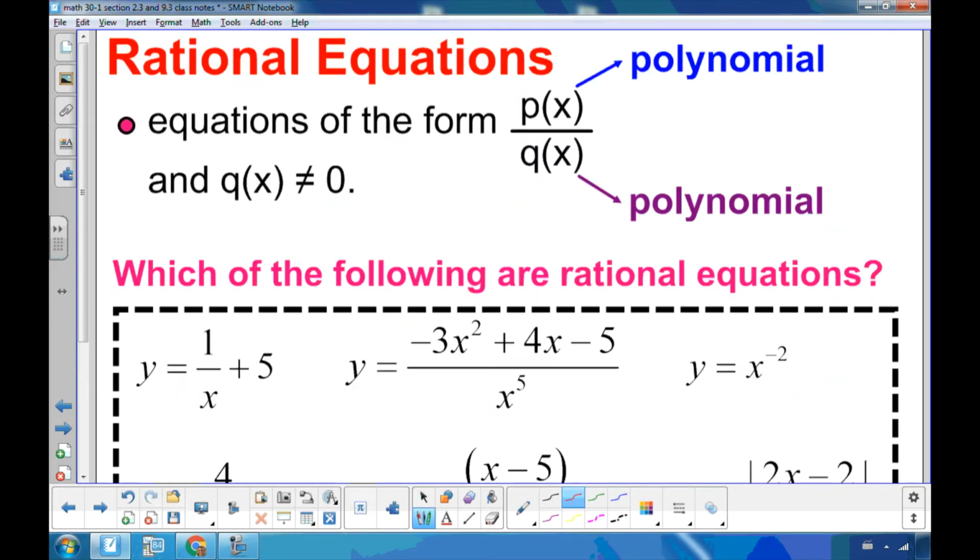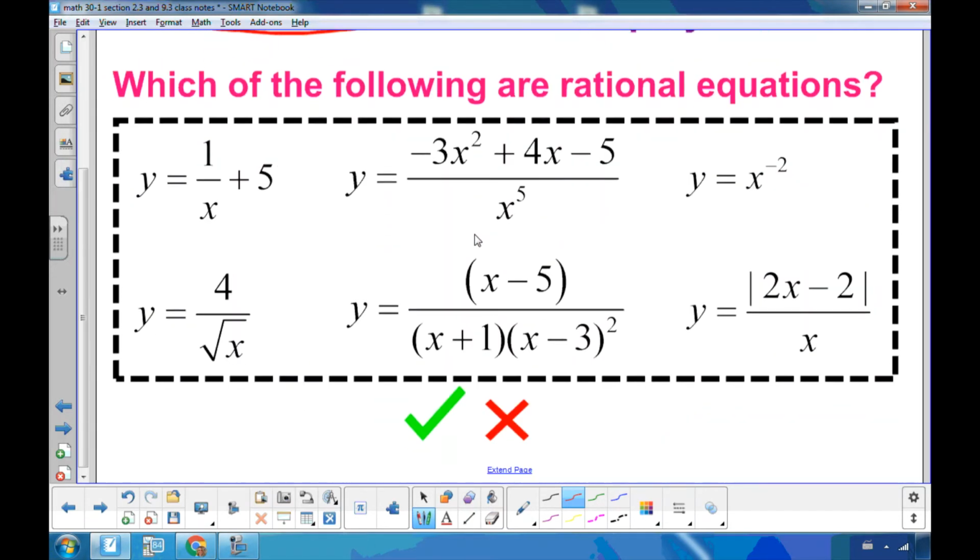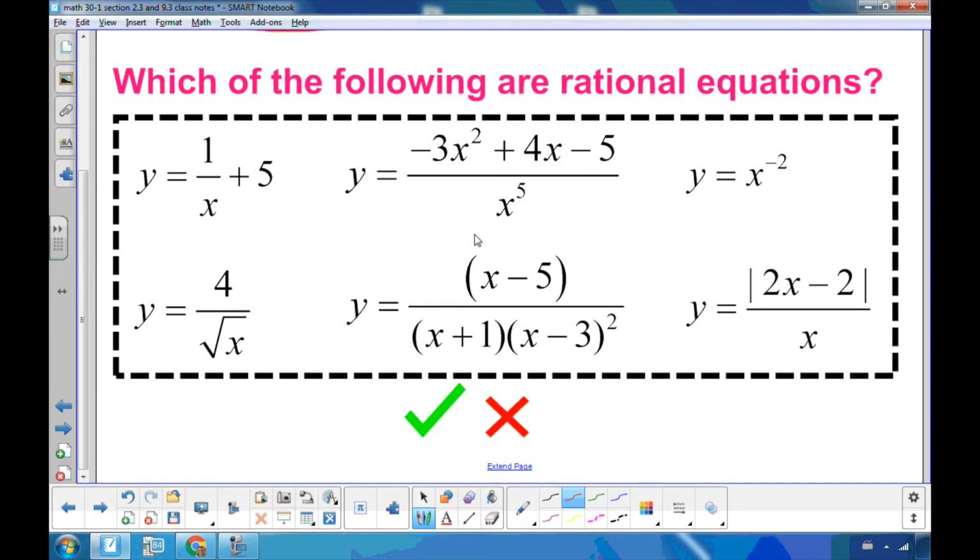Rational equations. Rational equations are the ratio of 2 polynomials. In other words, it's a fraction where both the numerator and denominator are polynomials. And this is really important: whatever that denominator is, it cannot equal 0 because division by 0 is not allowed. So let's try. I want to determine whether each of the following are rational equations or not.